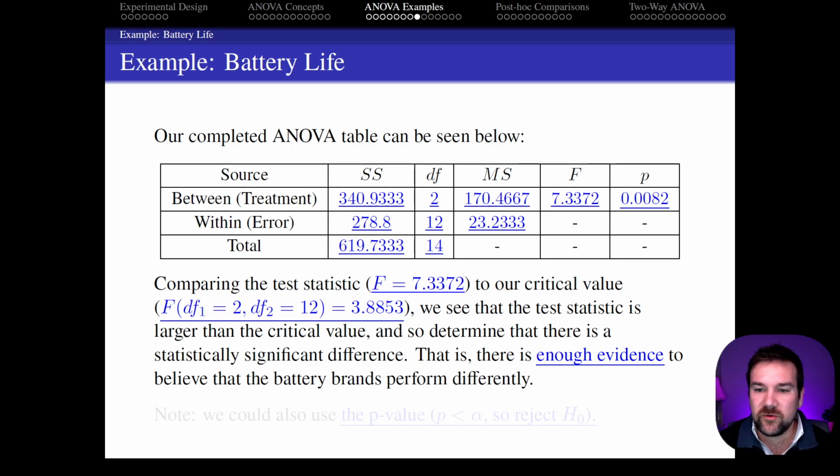In this case, if I'm doing the critical value comparison, I'd compare the test statistic, 7.3372, to that critical value, the F distribution with 2 and 12 degrees of freedom respectively, the cutoff 3.8853, and I can see that the test statistic is beyond the critical value. So there is enough evidence to determine that there is a significant difference between the groups. That is, in our case, the number of hours that the battery lasts are significantly different among the groups.